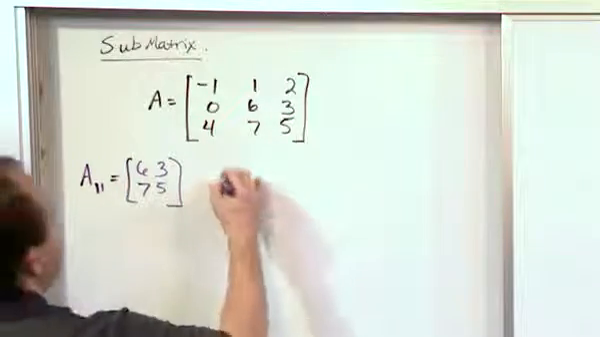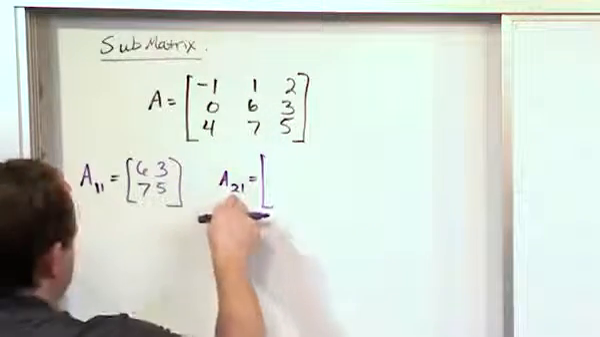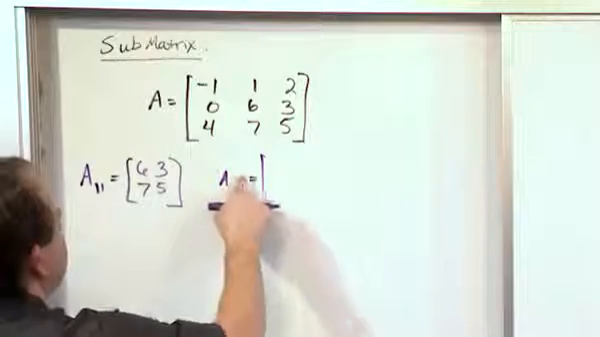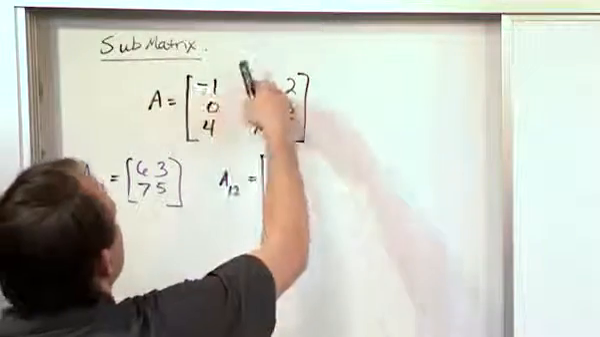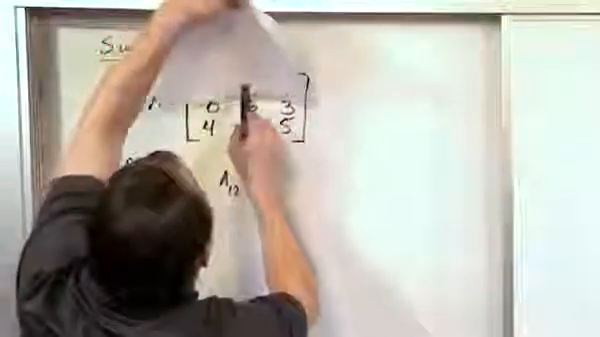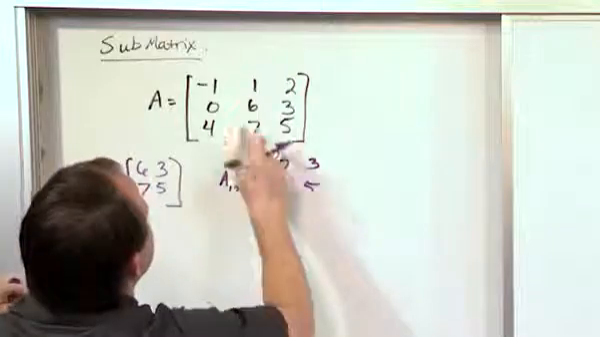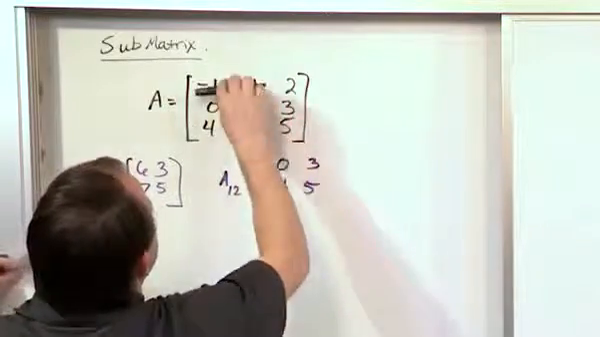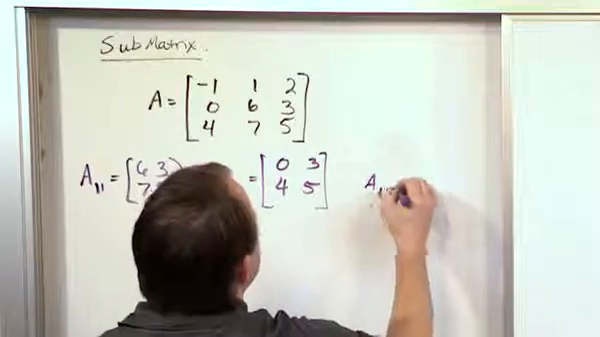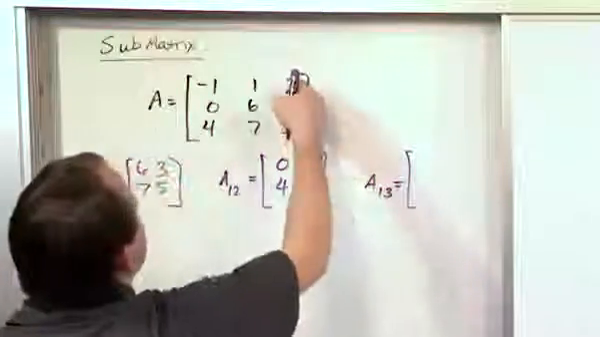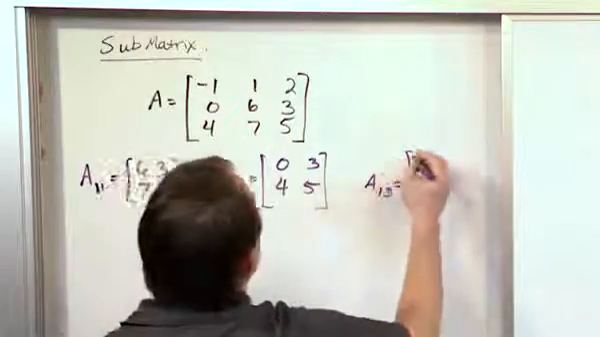And then we've already done this a lot, so I'll kind of fly through this. A 1, 2, which means row 1, column 2, would be covering this up. So I would have 0, 3, 4, 5, because I'm covering this up. And A 1, 3 is the submatrix formed by taking this element and covering this and covering this. So I have 0, 6, 4, 7.